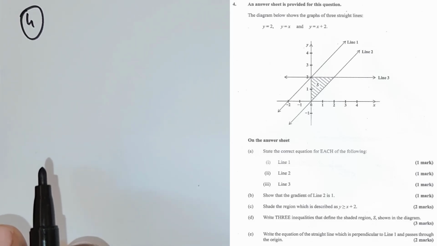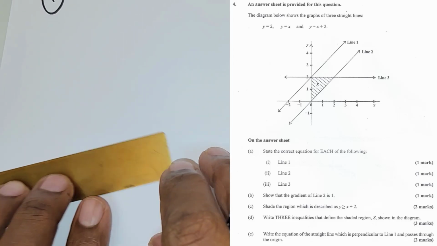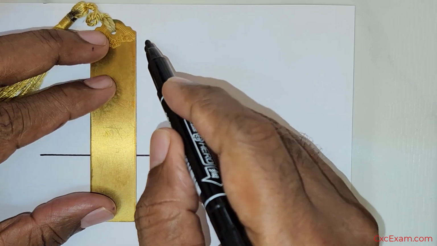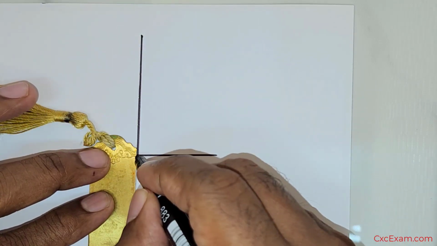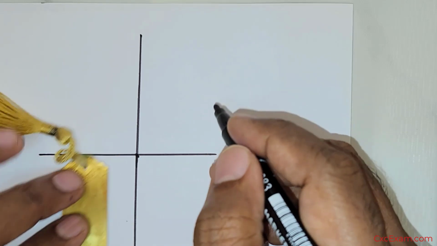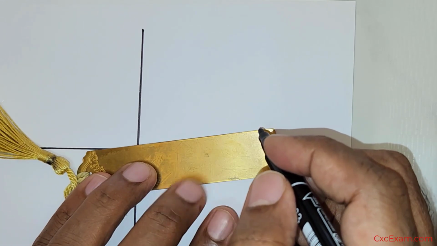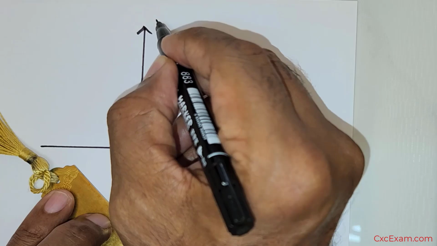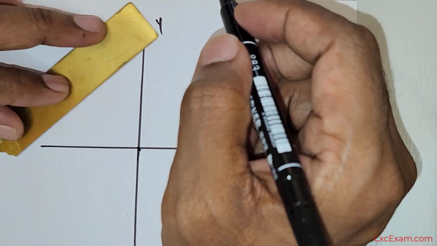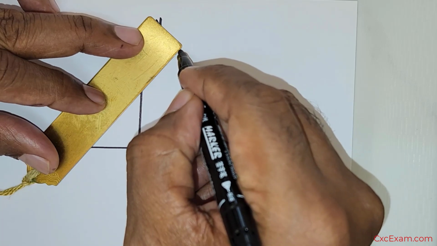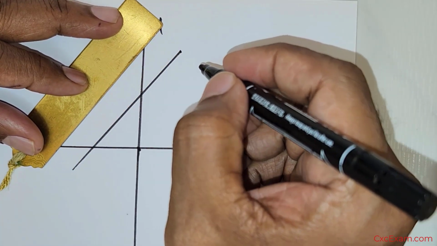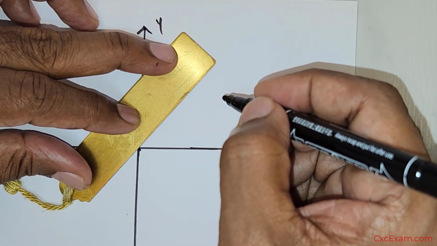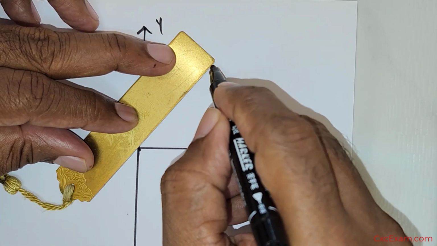Okay, for this question we need a graph. Let me draw the graph. Put the x and y, and we have a line like this. The graph is not to scale. Then we got another line like this.